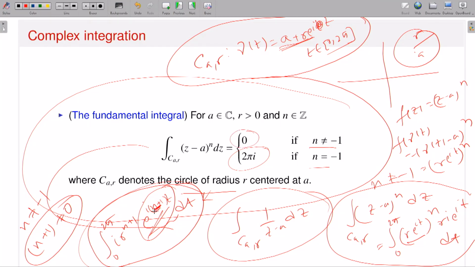So only the case n is equal to minus 1 contributes, and if you calculate this explicitly, it will give you 2 pi i. Okay, maybe in my next lecture I will calculate explicitly what the value is.